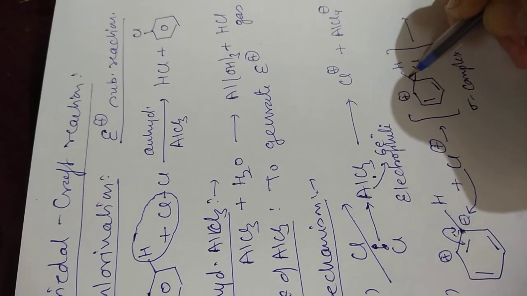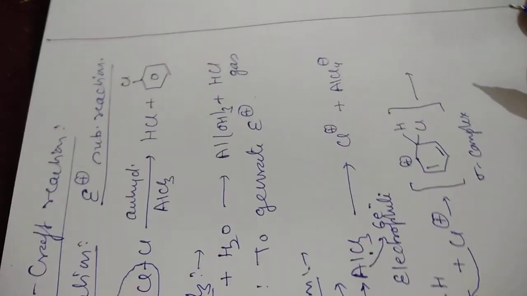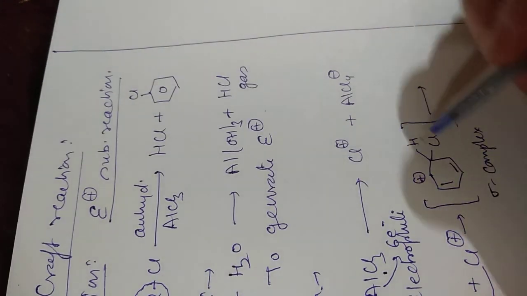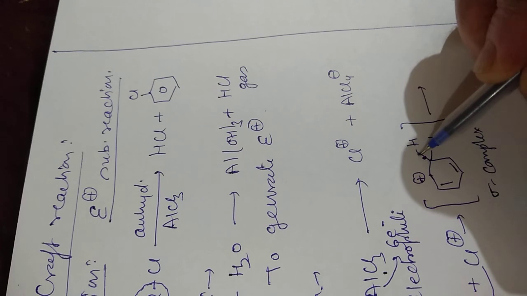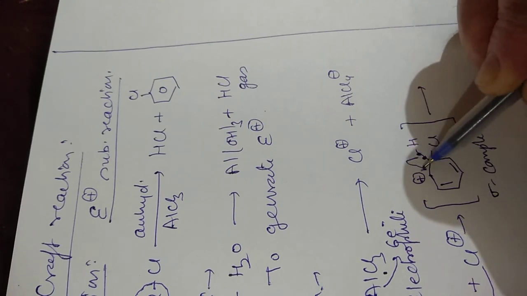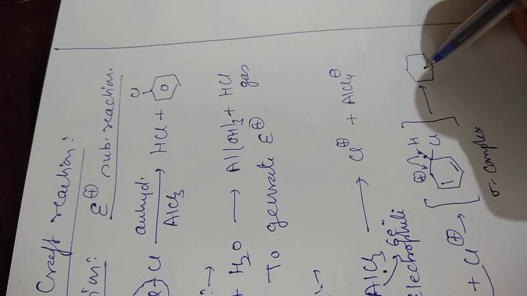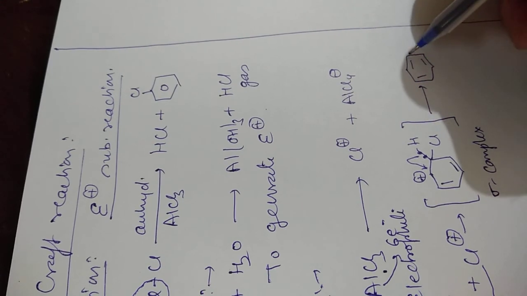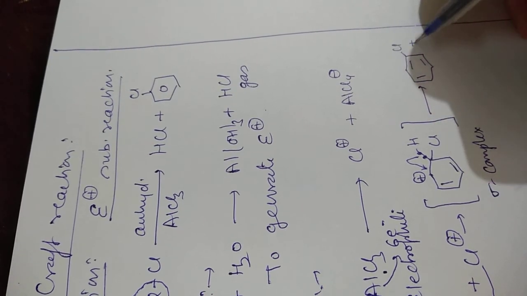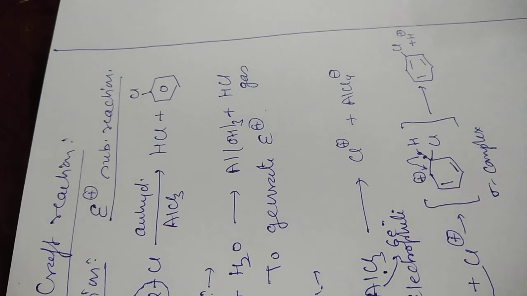After that, because this intermediate is unstable, these two electrons of the C-H bond will shift into the benzene ring. As a result, once again the pi bond is formed, and chlorobenzene will form along with H+.